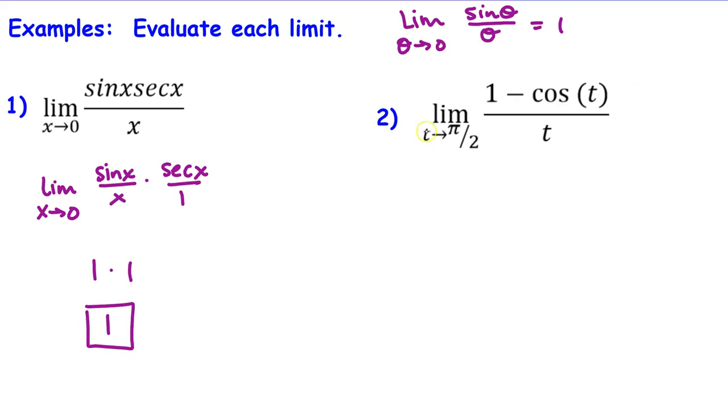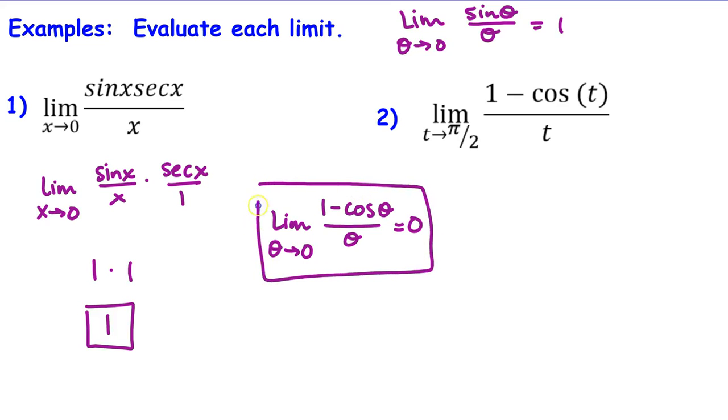Now if you look at number 2, it looks a lot like that second limit that we just were looking at on the previous slide, which was the limit as theta goes to 0 of 1 minus cosine theta over theta, and that limit was 0. It looks a lot like that, but notice, even though we're using a t, this part looks the same, this part looks the same, but look at this. This is t goes to pi over 2, not t goes to 0. So we're not going to use that limit. It doesn't match.